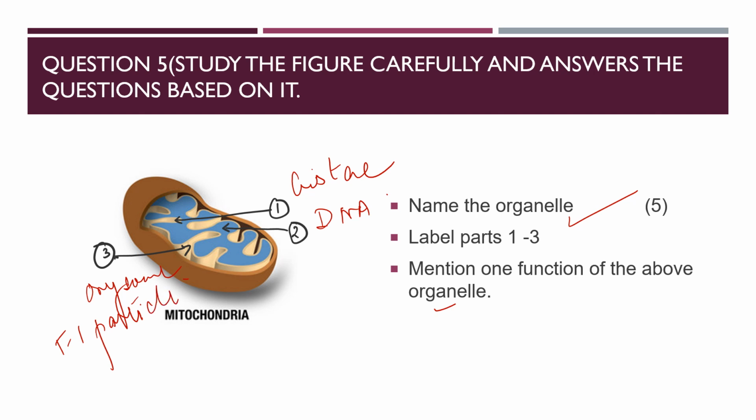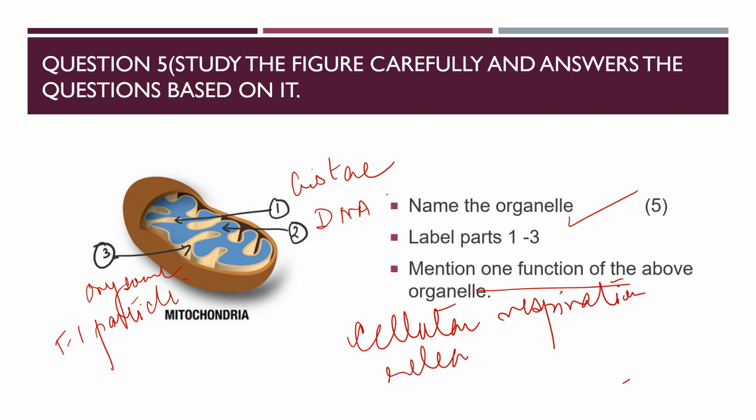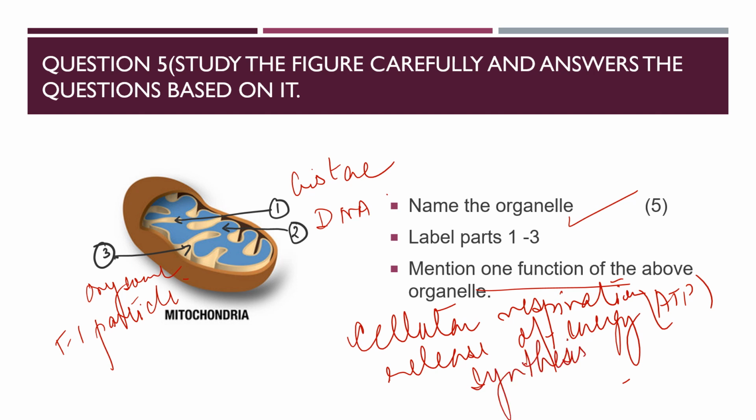Okay. Now mention one function of the above organelle. So mitochondria, what is its function? It is helping in cellular respiration. The main function is cellular respiration, and it helps in the release of energy, ATP, which is required for all metabolic activities. It is also responsible for the synthesis of respiratory enzymes. Okay.